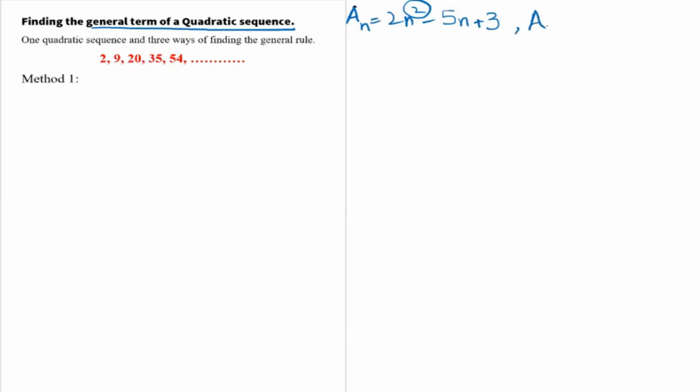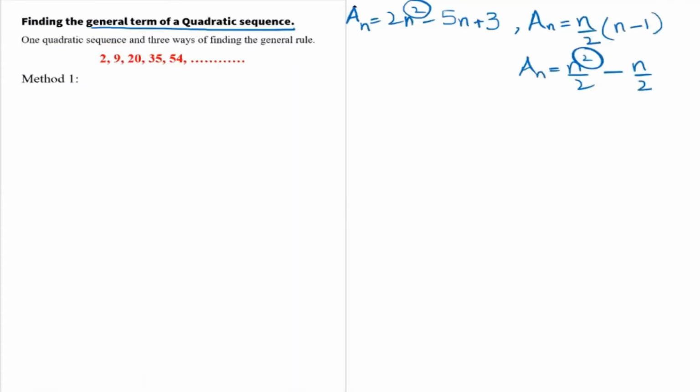Let's take another example. Now in this example, the highest power 2 is not explicitly available to us. So we may have to first simplify and then see what is the highest power involved. Again, the highest power involved is 2. Hence, this is also an example of a quadratic sequence.